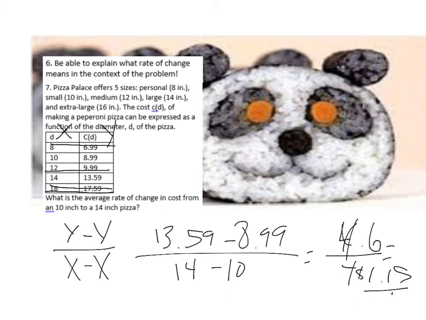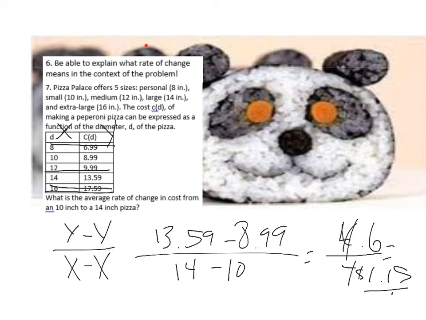So we need to interpret this. Well, our y values, these guys right here, that's cost, that's money. So it's money divided by, over here, the diameter of the pizza. So what that means is for every 1 inch of diameter of pizza you have, it's going to cost you $1.15 more. So the $1.15 rate of change means the pizza is going to cost you $1.15 more for every 1 inch of diameter you add.